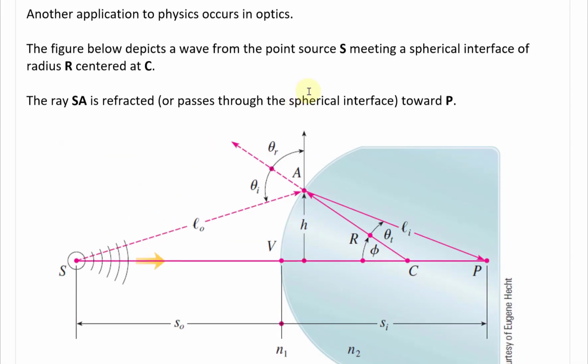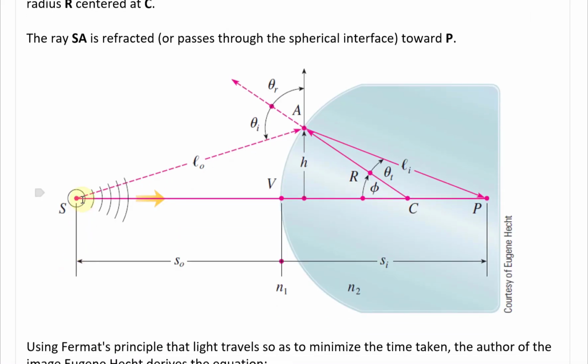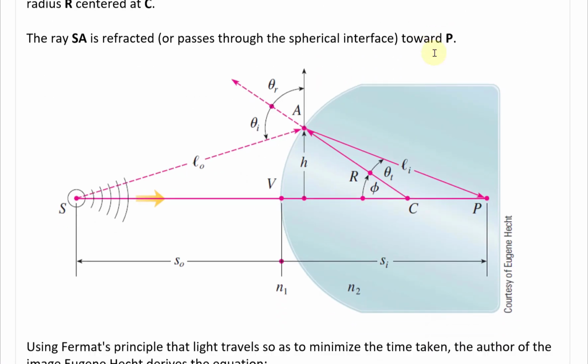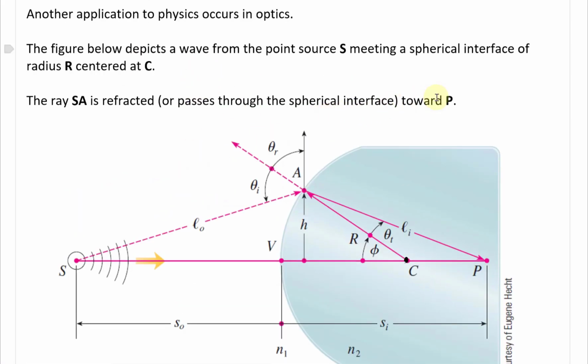So here is a material right here. So here's the source of the light. So it's a wave across like this, propagates straight over here, but in a spherical wave. And then this is another medium, another object, and this has a spherical interface like a lens, where it's centered about this point over there, C. And the ray SA is refracted, or passes through the spherical interface, towards P.